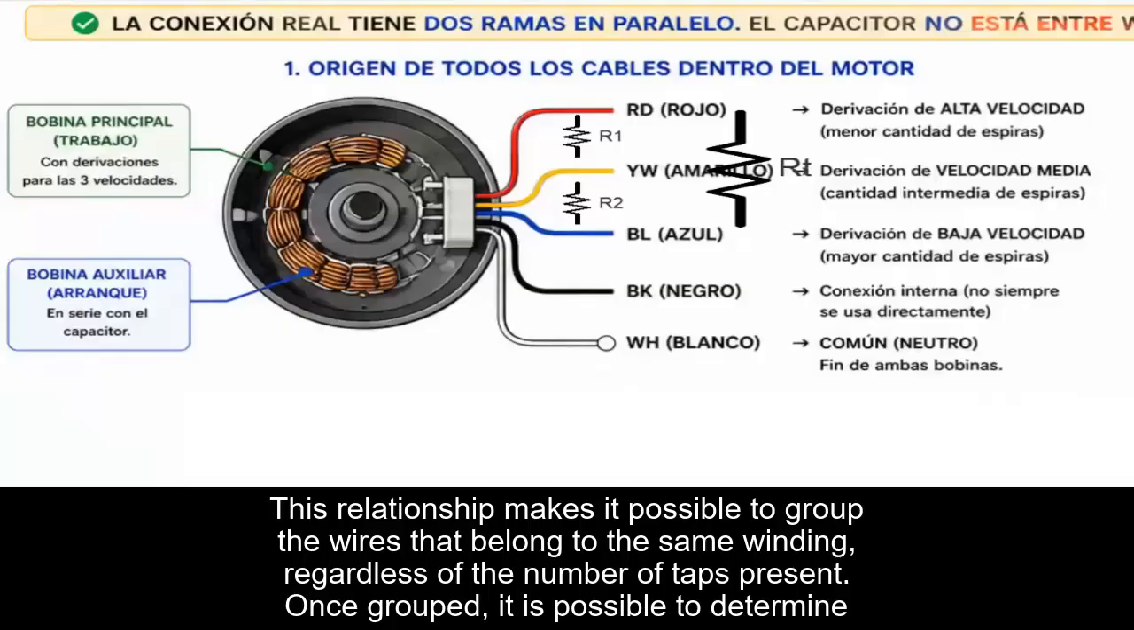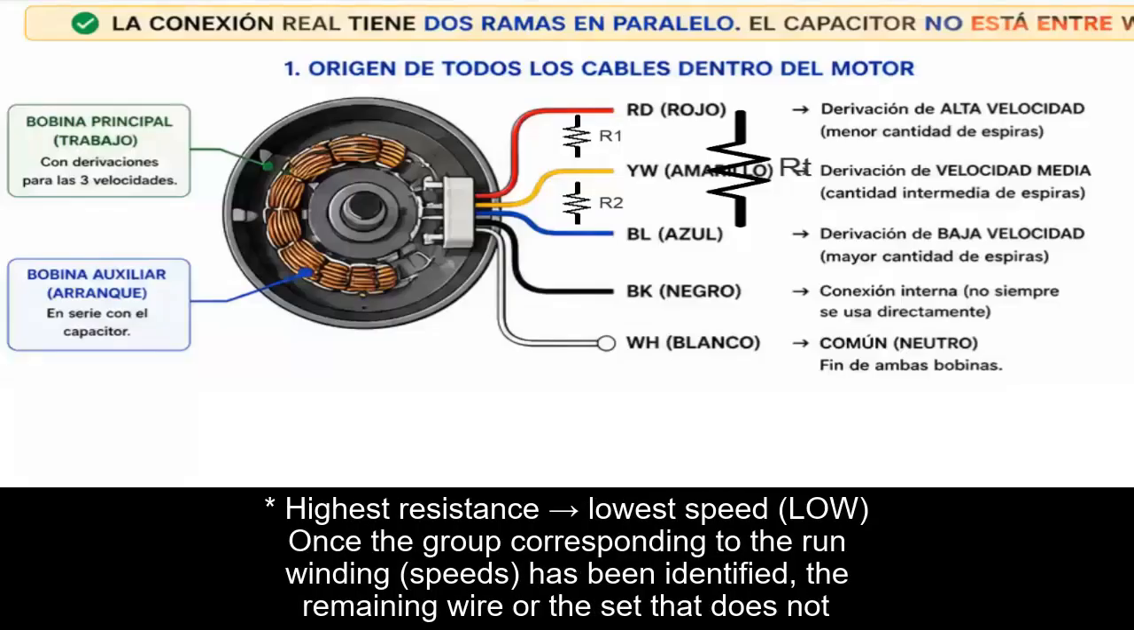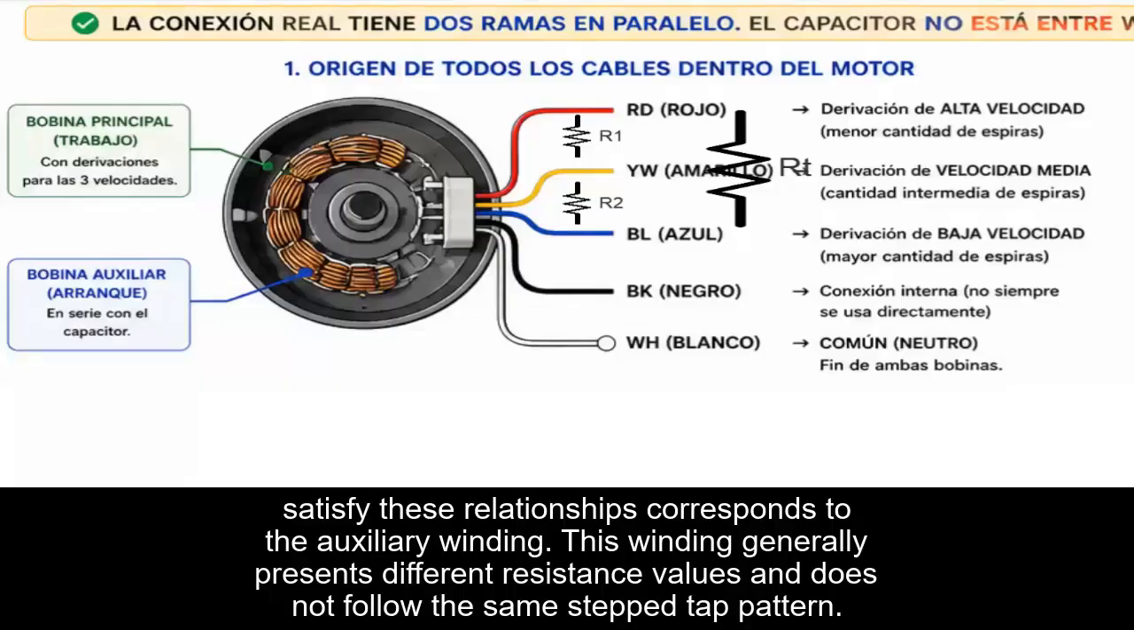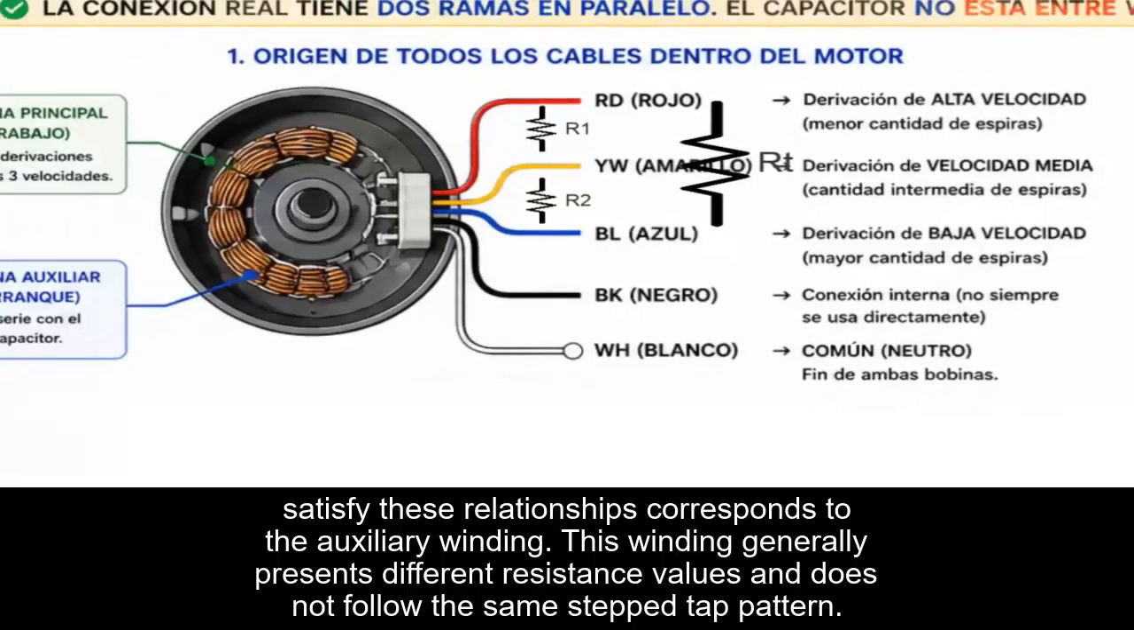Once grouped, it is possible to determine which wire corresponds to each speed by observing that lowest resistance equals highest speed, intermediate resistance equals medium speed, highest resistance equals low speed. Once the group corresponding to the run winding, the speeds, is identified, the remaining wire, or the set that does not satisfy these relationships, corresponds to the auxiliary winding. This winding generally presents different resistance values and does not follow the same stepped tap pattern.